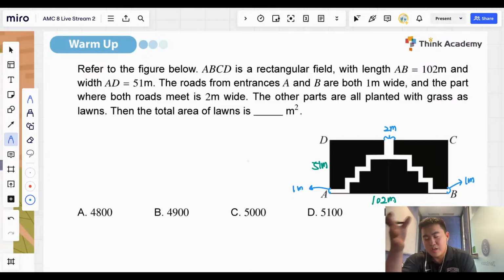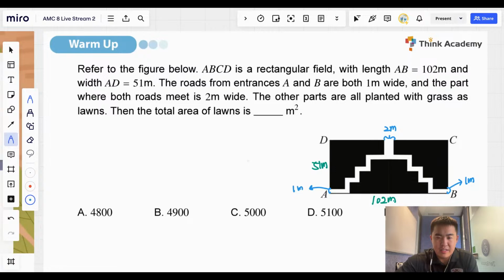In this figure, the lawns are denoted as the black part, the shaded part. So this is actually a question asking for solving for the shaded area. Of course, you can calculate the area of ABCD as width times length, then minus the area of those unshaded parts. But that will be too time consuming, right? So let's try to do some translation and directly find out what the area is.